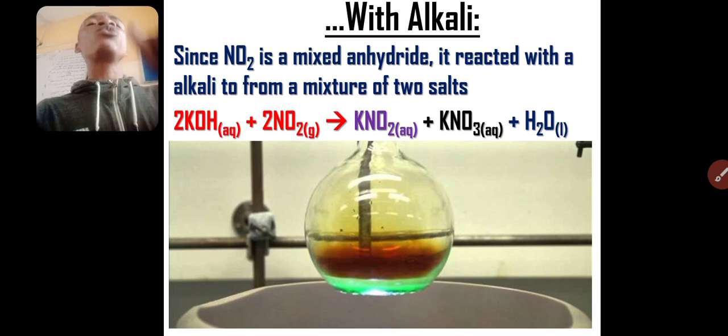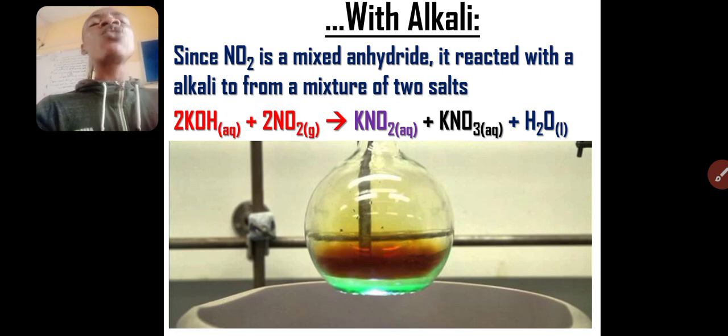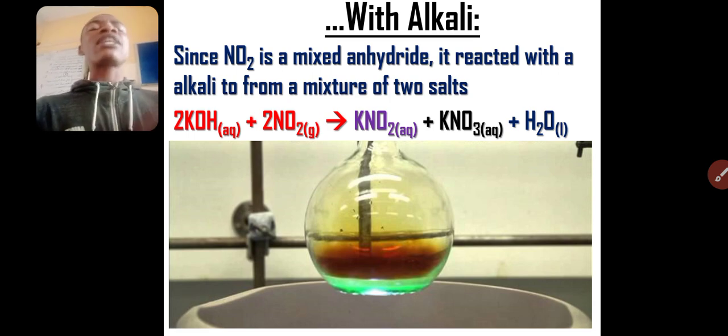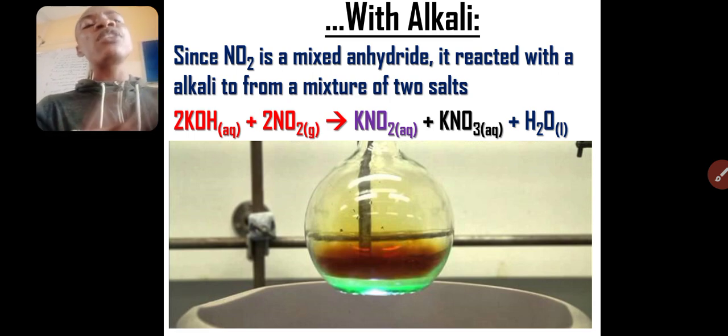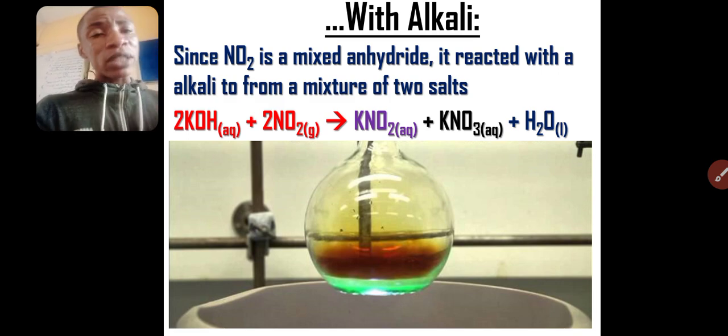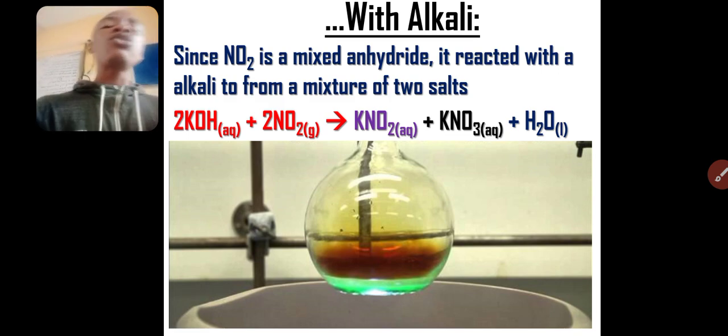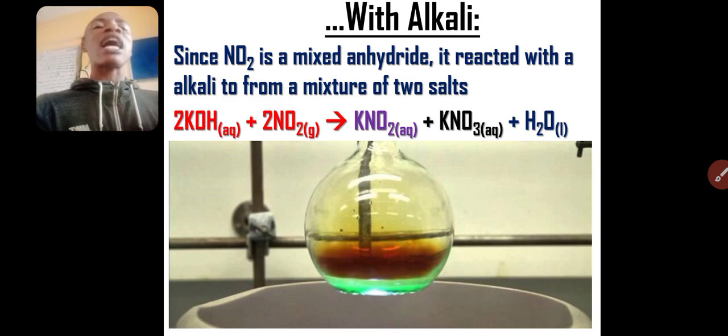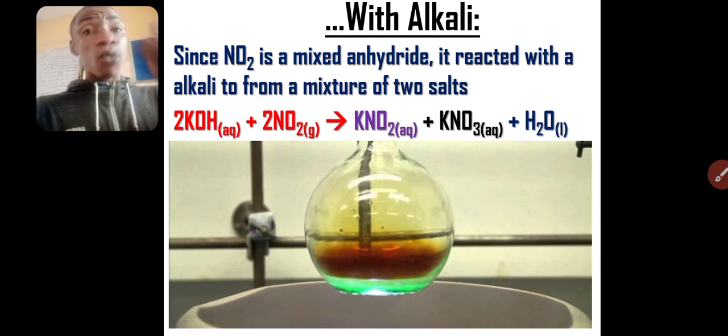Because NO2 is a mixed anhydride also, it can react with alkali to form a mixture of two salts. For example, if you react NO2 with potassium hydroxide, it gives us KNO2, KNO3 and water. Usually an acid should react with an alkali to form a salt and water, but NO2 will form two salts and water because it's a mixed anhydride.